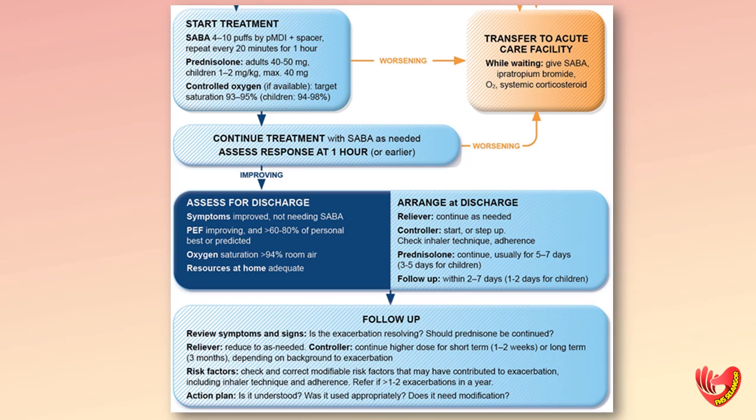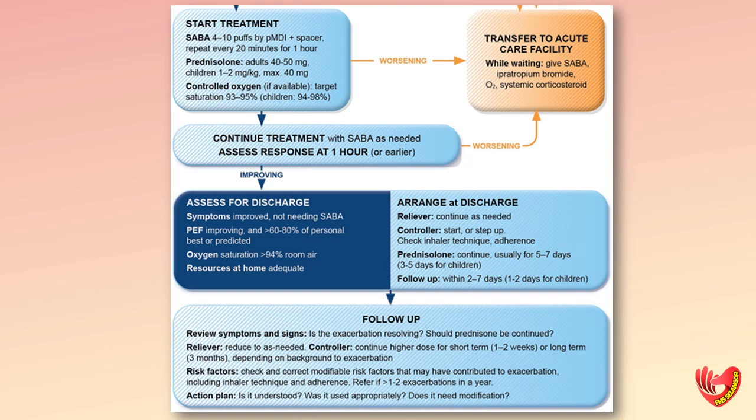After an hour of assessment, if the patient has improved, we need to assess whether he is fit for discharge or not. We have to look at the symptoms and also PEF, whether it has improved or not. Ideally, the oxygen saturation should be more than 94% under room air, and we also have to ask about the resources at home, whether they are adequate or not.